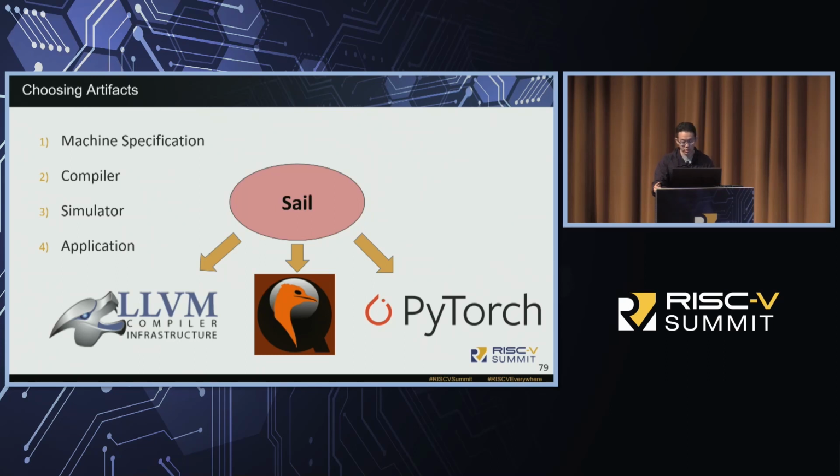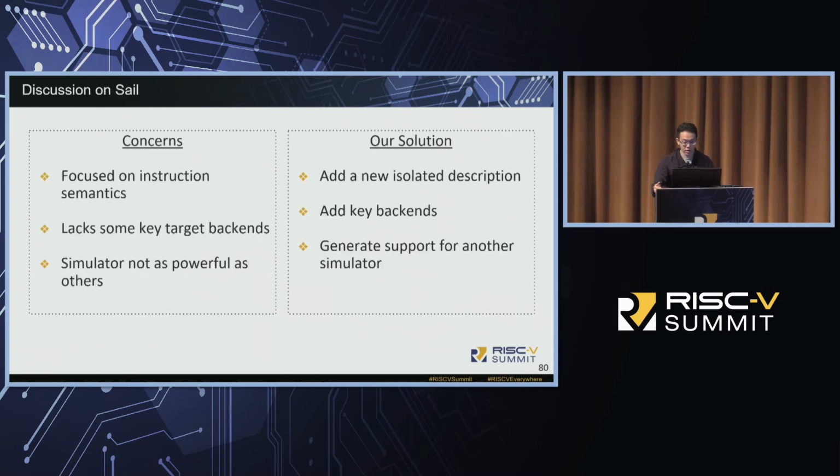Next, I'll be going over some quick discussions of each target and how we use RGen to propose solutions to some potential concerns. So firstly, I will start off with a discussion on SAIL. The SAIL language currently focuses on instruction semantics, so it lacks high-level definitions that can be used for describing higher-order operations.